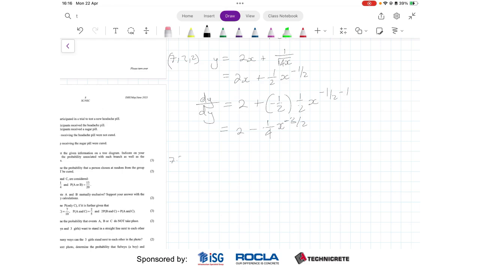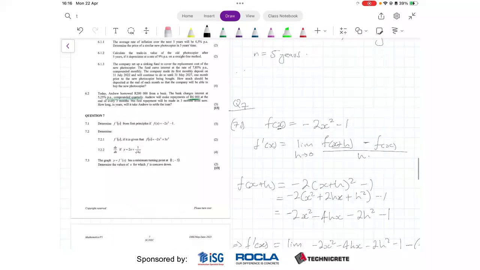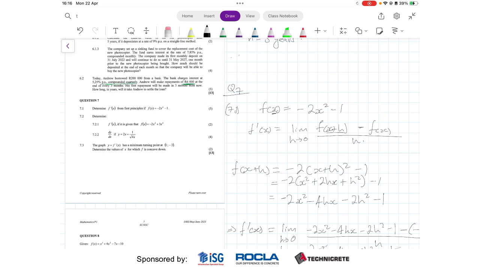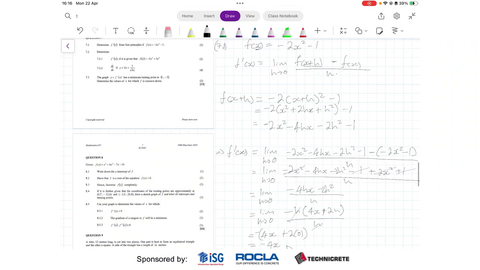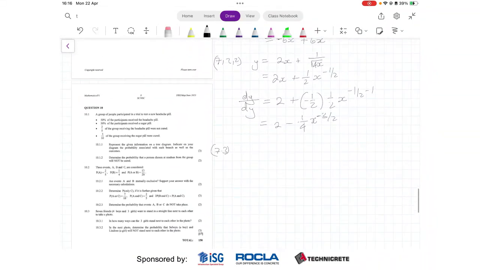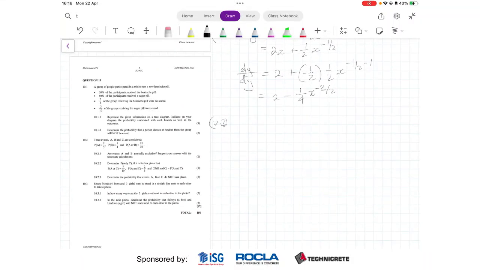Great. Now, let's look at 7.3. 7.3 tells us that the graph of y equals f at x has a minimum turning point at 1 and minus 3. Okay? Determine the values for which f is concave down. Here, it tells you that the graph y equals f prime has a minimum turning point at 1 and minus 3.